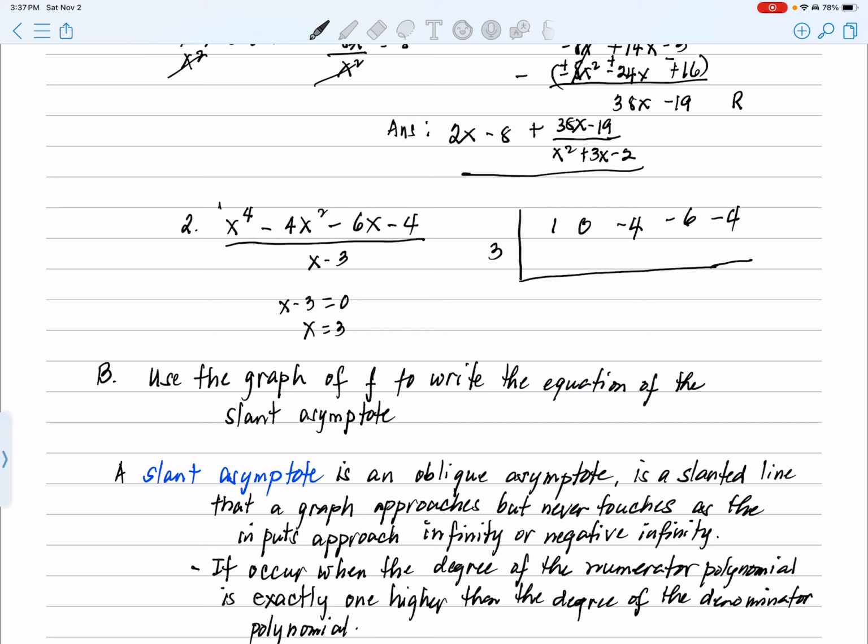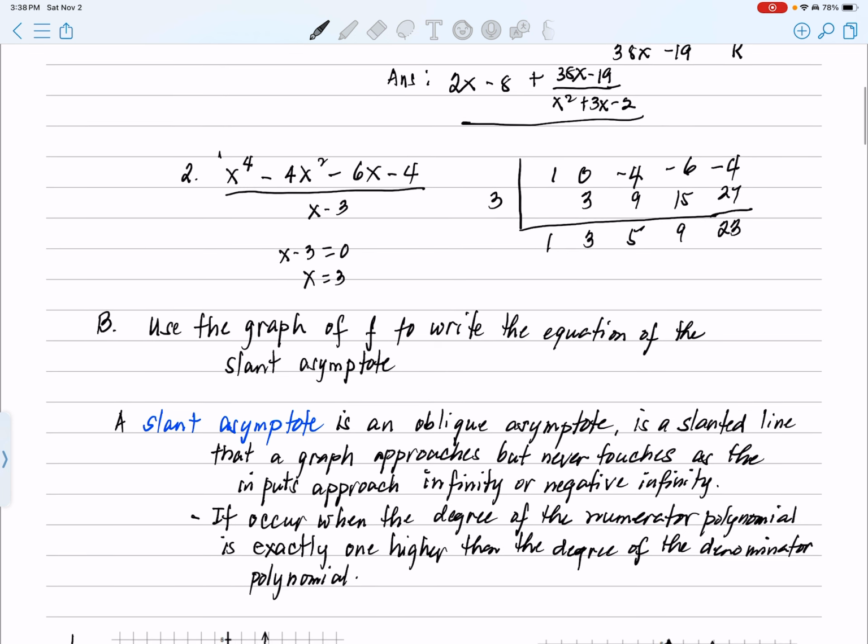So let's bring down 1. 1 times 3 is 3. 0 plus 3 is 3. 3 times 3 is 9. Negative 4 plus 9 is 5. 5 times 3 is 15. Negative 6 plus 15, that's 9. Okay. 9 times 3, that is positive 27. Negative 4 plus 27 is 23.